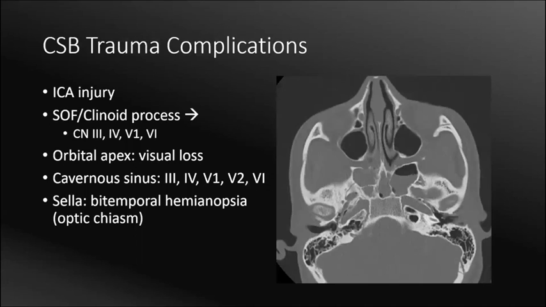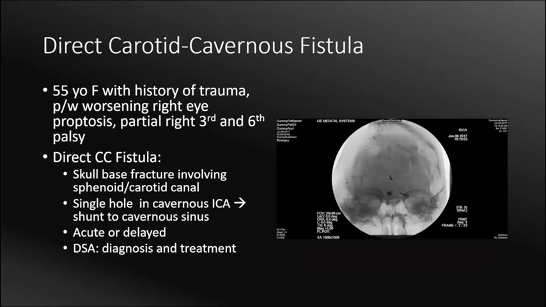Complications associated with central skull-base trauma include ICA injury if the fracture lines extend through the superior orbital fissure, the anterior clinoid processes, or the cavernous sinus. The patient is at risk for cranial nerve pathology. If there's extension through the orbital apex, the patient may experience visual loss. And if there's involvement of the sella due to the position of the optic chiasm, the patient may have a bitemporal hemianopsia.